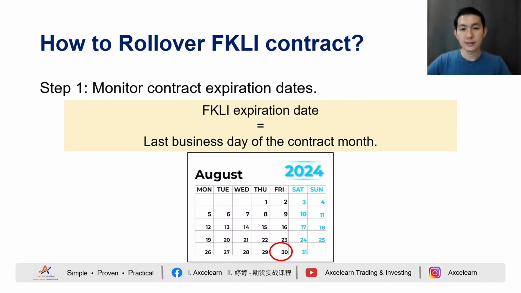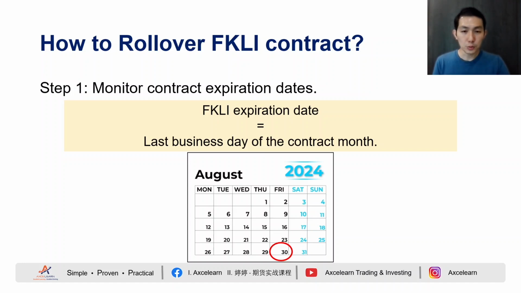Step number 1, you need to monitor contract expiration dates. You need to keep track of the expiration date of your current FKLI contract. A spot month or current month FKLI contract typically expires on the last business day of the contract month. So it's essential for you to plan your rollover a few days before the expiration to avoid any liquidity issues.